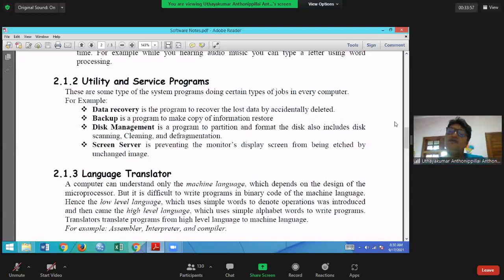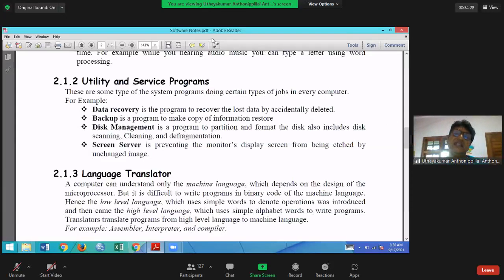Without our knowledge, or someone deleting the data purposefully, if you wish to recover it, you have to use data recovery. Backup is a program to make a copy of information to restore, right? We have to take periodic backups. Some important files or banks keep their files periodically backed up, right?